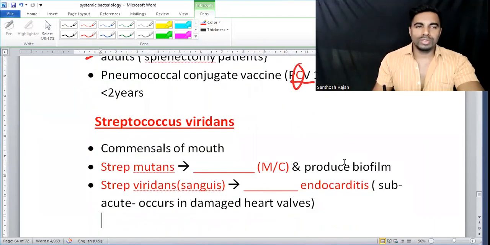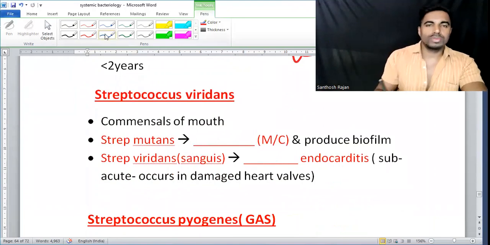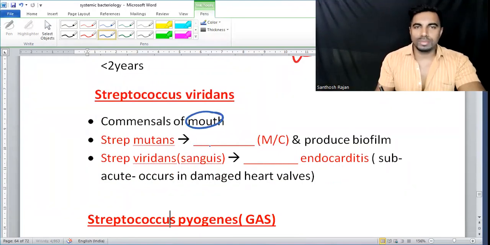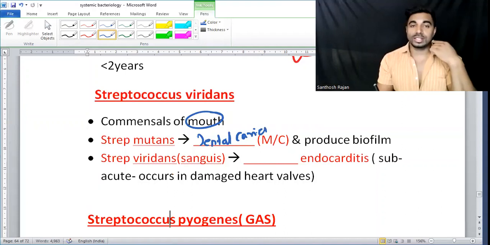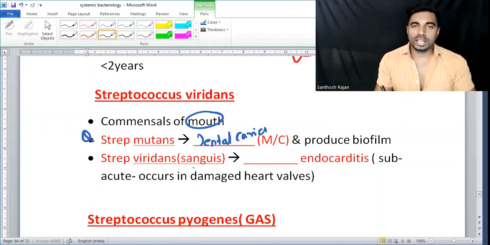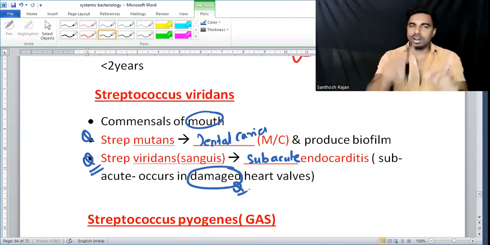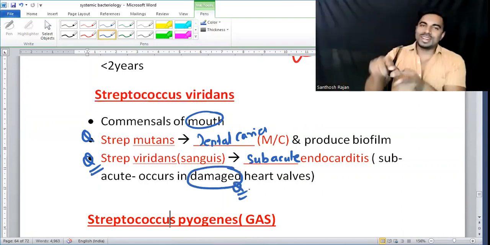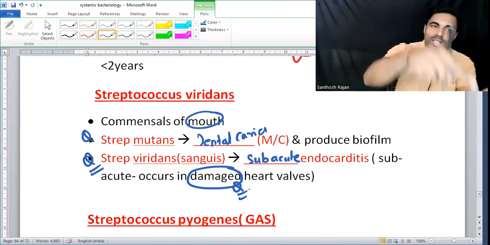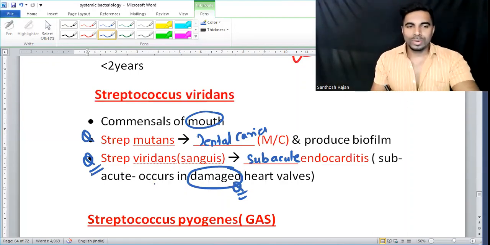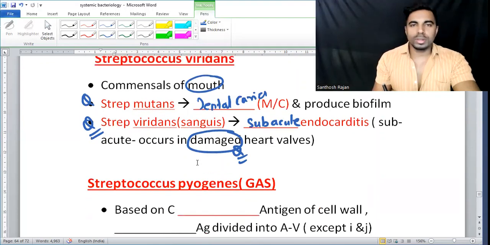And viridans. Now we'll go to viridans streptococci. It's very important because viridans is mostly in the mouth, oral cavity. Oral cavity mein jyada hai. Isi mein dental caries. Which one is causing the dental caries? Most common cause of dental caries. There's a question. Dental caries ka Streptococcus mutans cause karta hai. It's important. And viridans mein sanguis causes subacute endocarditis. Acute to aapka Staphylococcus aureus ho gaya. Subacute to viridans. Specially damaged heart. Ye bhi question hai. Native heart mein Staphylococcus aureus. Damaged heart mein viridans group, specially Streptococcus sanguis. You have to remember, this is one of the important ones.